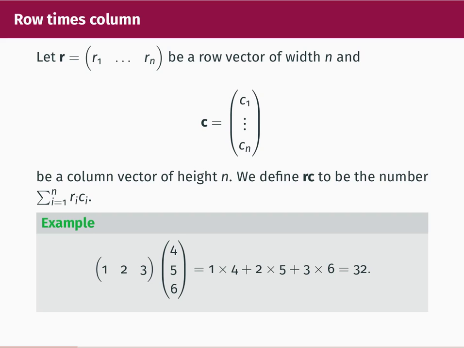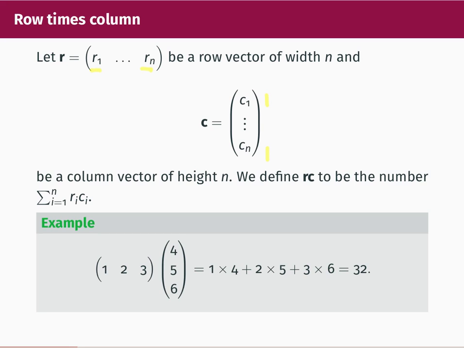So let's say we have a row vector r of width n and a column vector c of height n, and it really is important that the width of the row vector is equal to the height of the column vector. We'll notate the entries of our row vector as r1 across to rn, and the entries of the column vector as c1 down to cn.